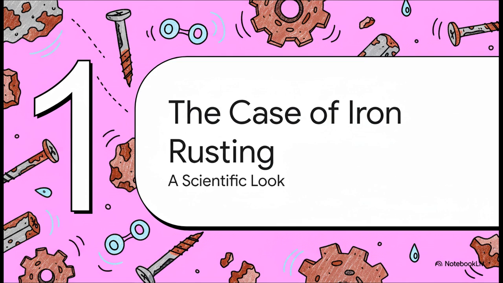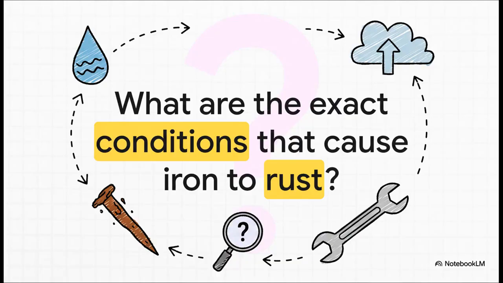Okay, so let's start our scientific investigation by looking at the most common example, the case of iron rusting. So, what are the exact conditions that cause iron to rust? I mean, to really solve a problem, you have to know what's causing it, right? So, is it just the air? Is it water? Or is it both? Let's become detectives and find out.